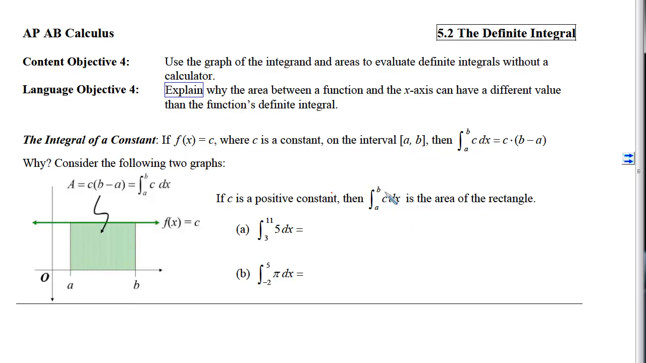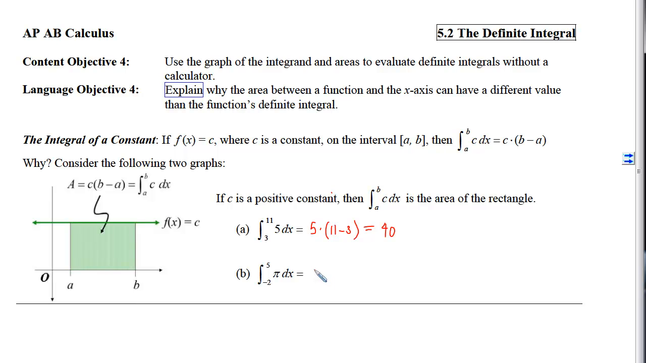The accumulation from a to b of that constant with respect to x will be exactly the same as the area of the rectangle. And the area of the rectangle is the height, which is the constant value c, times the width, which is b minus a, or the length of the interval. So if we apply that here, we would get the height, which is 5, times the width, which is 11 minus 3. We'd end up with 5 times 8, or 40.